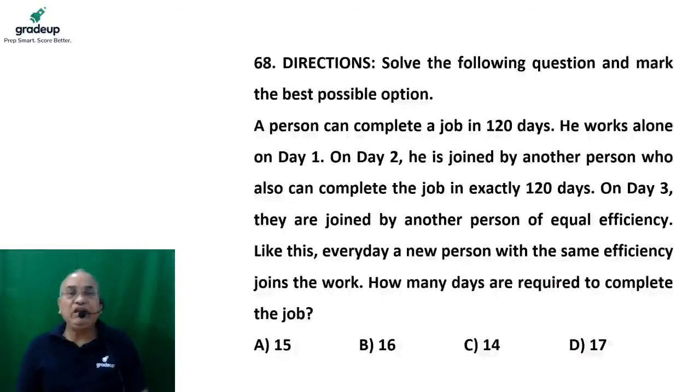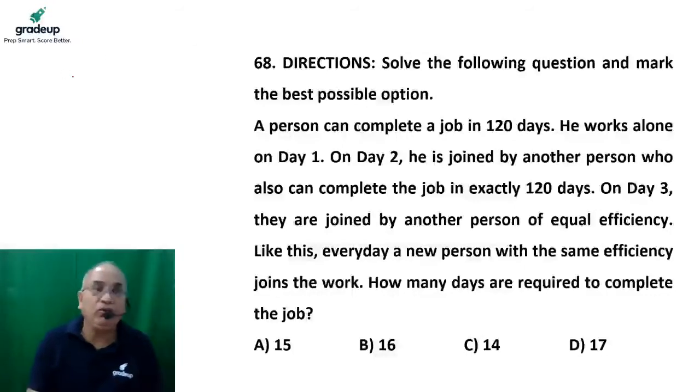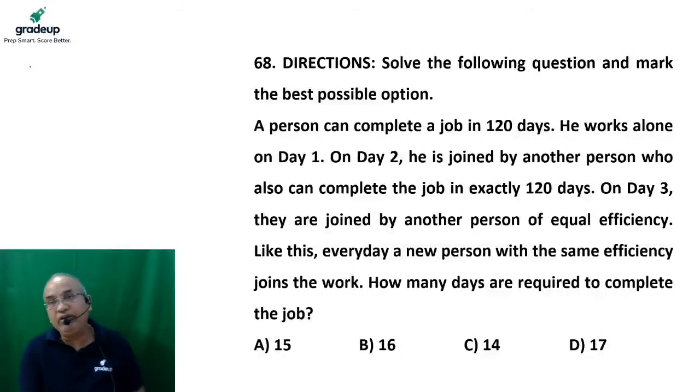Okay, so move to the next question. A person can complete a job in 120 days. He works alone on day 1. On day 2, he is joined by another person who can also complete the job in exactly 120 days. On day 3, they are joined by another person of equal efficiency, and like this, every day a new person with the same efficiency joins the group. How many days are required to complete the job?